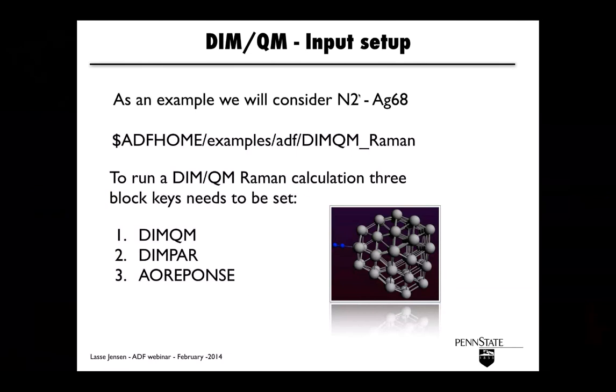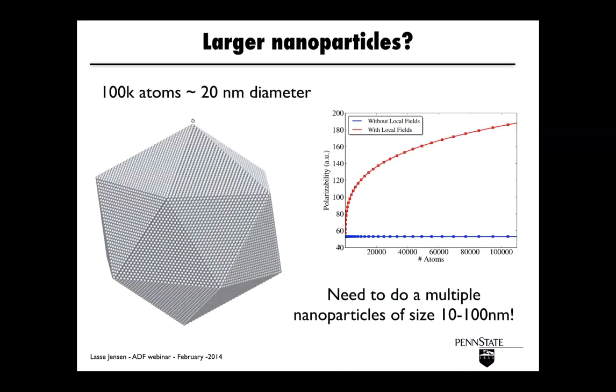So that's a little bit about setting up an actual DIMQM calculation, mostly related to setting up these three blocks: the DIMQM block specifying what type of simulation it is, the DIM block that gives you the parameters for each of these atoms and the coordinates for the metal nanoparticle, and the response block to specify what kind of response properties you need for calculating the molecule.